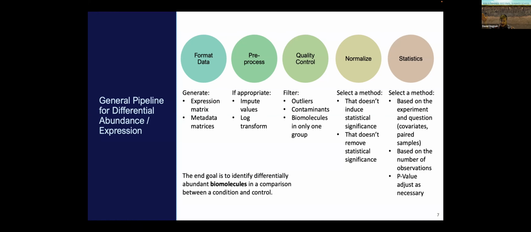But at the end of the day, the end goal of this entire pipeline from A to Z here is that we get differentially abundant biomolecules, or in our E-data file, each of the rows. So in the other omics, that could be like a protein or a gene. And in our data set, those are peaks. And so we want to identify those specific peaks that are differentially expressed between our groups, between whatever the condition is and the control.